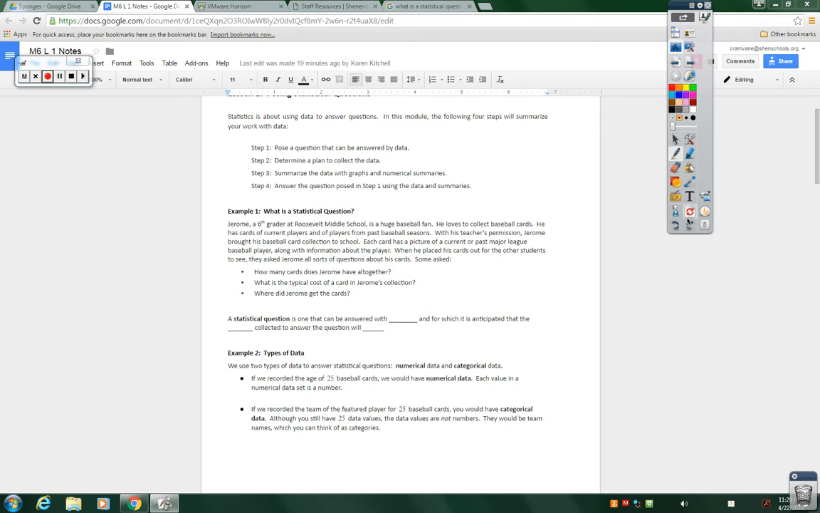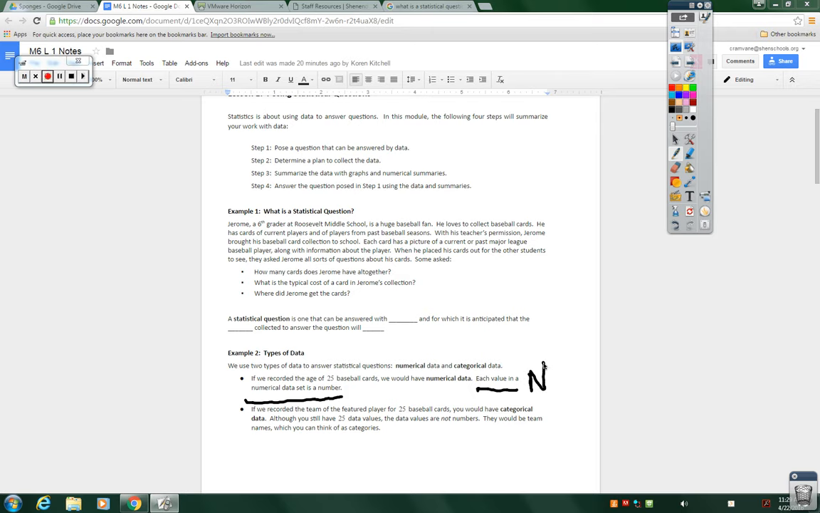Okay, so if we record the age of 25 baseball cards, we would have numerical data. Each value in a numerical data set is a number. If you could answer a statistical question with a number, that is numerical data. And I'm going to put an N right here just to remind us that's numerical.